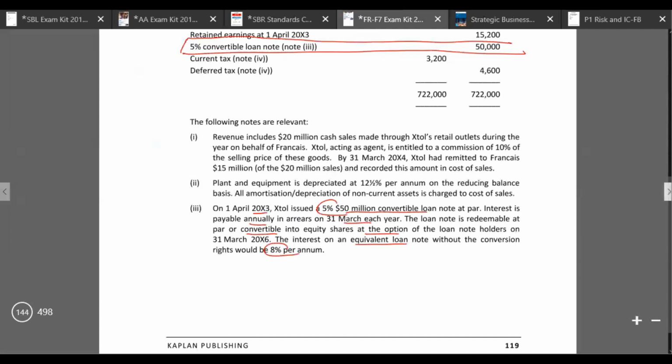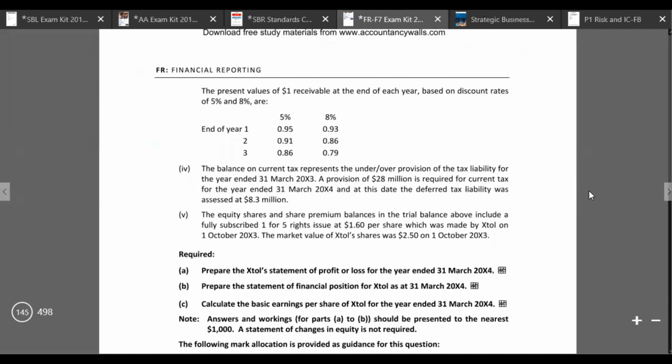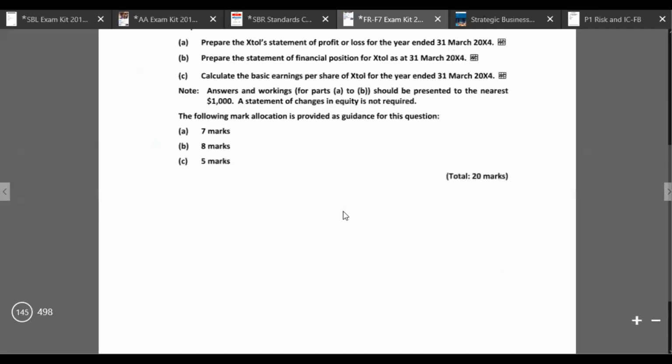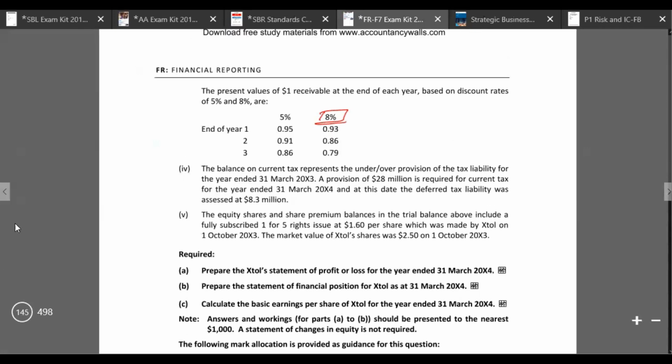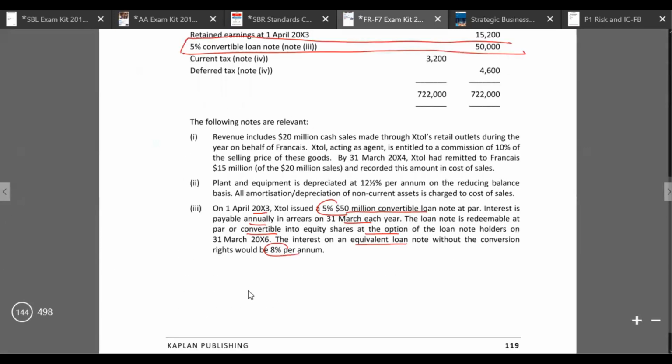50 million is the par value. The present values of 1% receivable, that means again you have been given two interest rates, but 8% is the relevant one. So how are you going to solve it? Again, how many years you have? 3 years, because they said the bond was issued on 1st April 20x3 and will be redeemed on 20x6. That means you have 3 years.